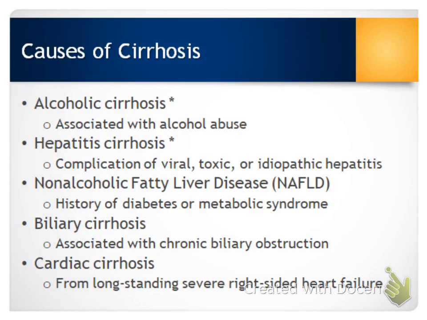There are several causes of cirrhosis. We can have alcohol cirrhosis, which is associated with alcohol abuse, and hepatic cirrhosis, which is a complication of hepatitis. Those are the two most common types of cirrhosis. You can have non-alcoholic fatty liver disease, commonly found in patients who have a history of diabetes or metabolic syndrome. Biliary cirrhosis comes from patients with chronic biliary obstructions, and cardiac cirrhosis usually happens with people who have severe, long-standing right-sided heart failure.